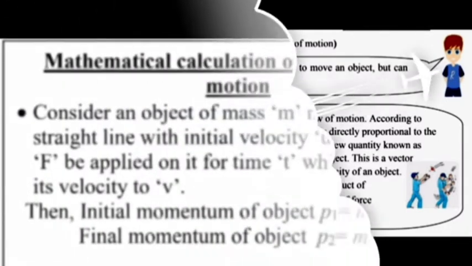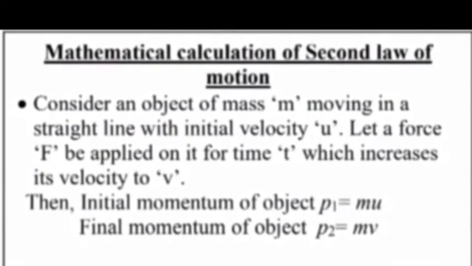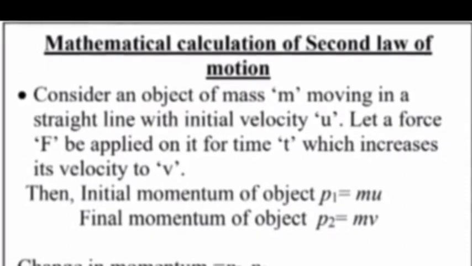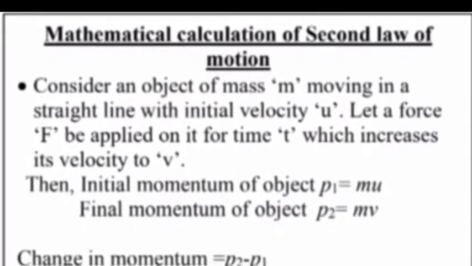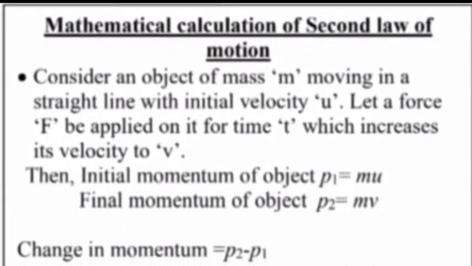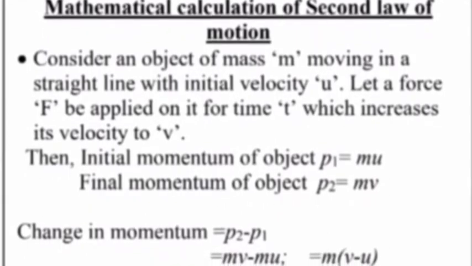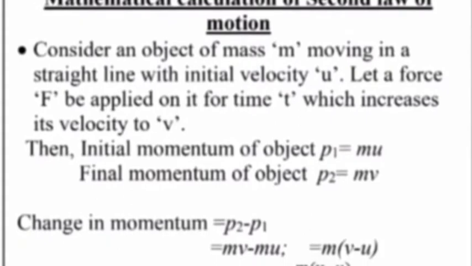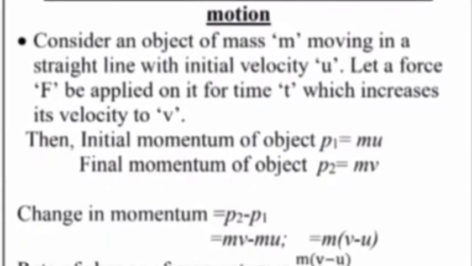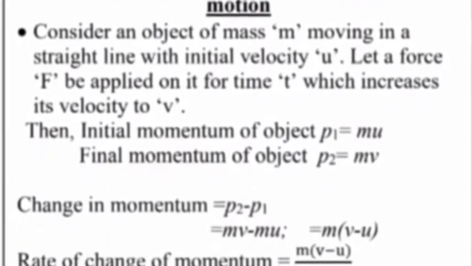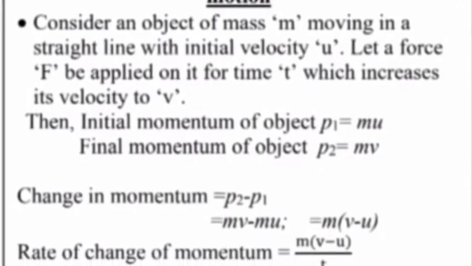Mathematical calculation of second law of motion. Consider an object of mass m moving in a straight line with initial velocity u. Let a force F be applied on it for time t, which increases its velocity to v. Then initial momentum of object p1 is equal to mu. Final momentum of object p2 is equal to mv.